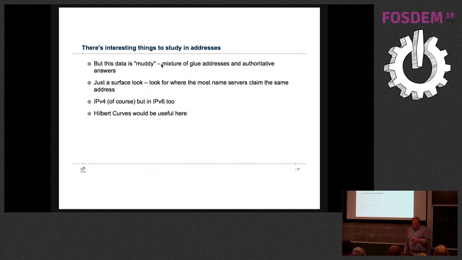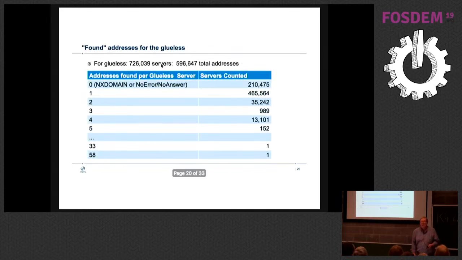Now, interesting, looking at just the addresses. Oh, sorry, I got a question. On the last one. How many were errors? Well, the first one, 210,000, were either NX domain or no error, no data. How many was them? Oh, okay, so they are errors.